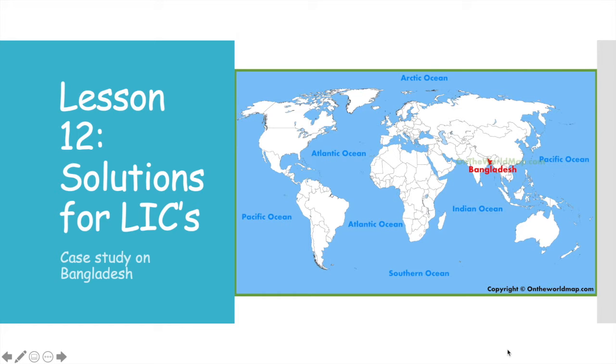Brilliant. As you can see on the world map, we are looking at Bangladesh today. Bangladesh is next to India. It is in a pretty hot region of the world. I would recommend you pause this video again and go onto Google Earth or Google Maps and have a look at it yourself. Probably have a look at the satellite imagery. It's really interesting to see.